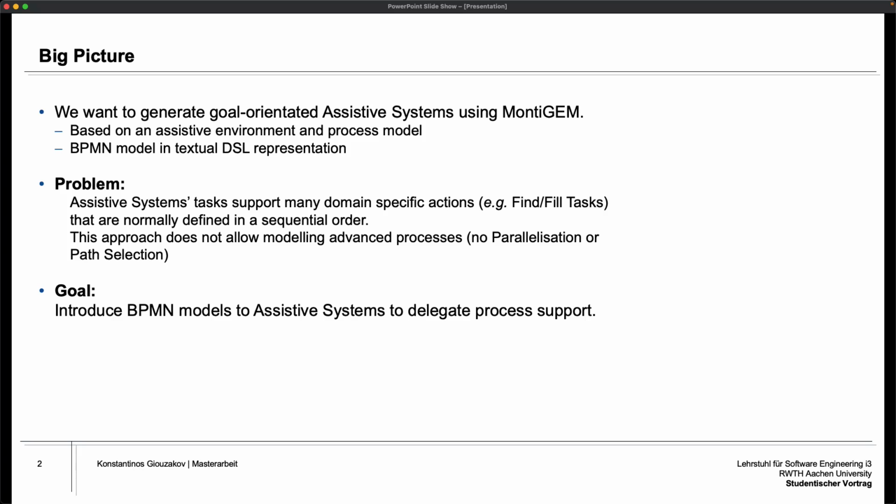The problem we were aiming to solve was adding support for modeling advanced assistive processes. Usually, assistive systems support different domain-specific tasks, such as finding or filling tasks that are defined sequentially. However, often real-life assistive processes are more complex and contain a lot of tasks that can be performed concurrently. Moreover, it might be possible to reach the goal in multiple ways based on the user preferences. To tackle these problems, we introduce BPMN models in assistive systems to delegate and enhance process support.